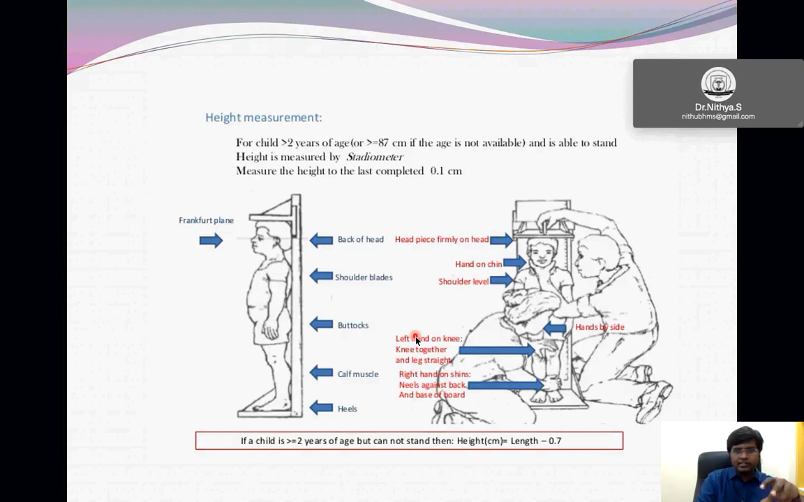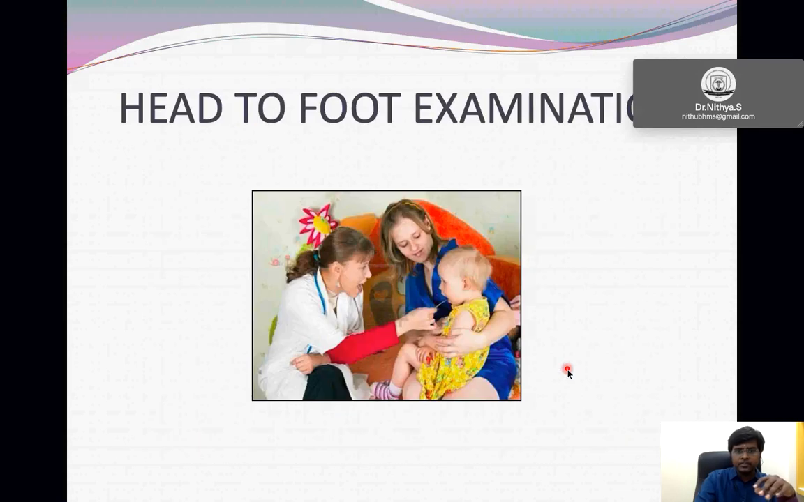The difference between height and length is this: when the child can stand up, that is, a child of more than 2 years, you make the child stand and you measure the height, for example, in this Frankfurt plane. But when the child is not able to stand, a child less than 2 years, you have to make the child lie down, and you use an infantometer to measure the length of the child. So that is very important.